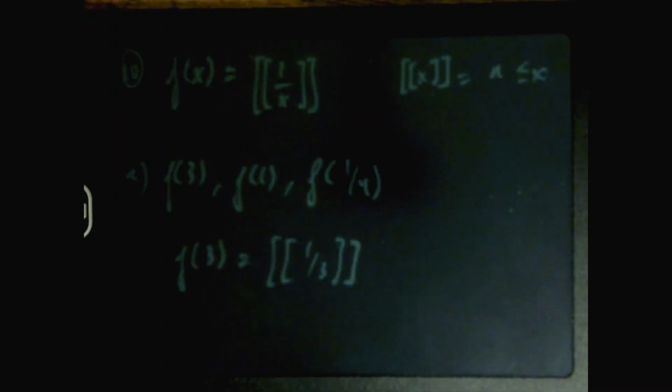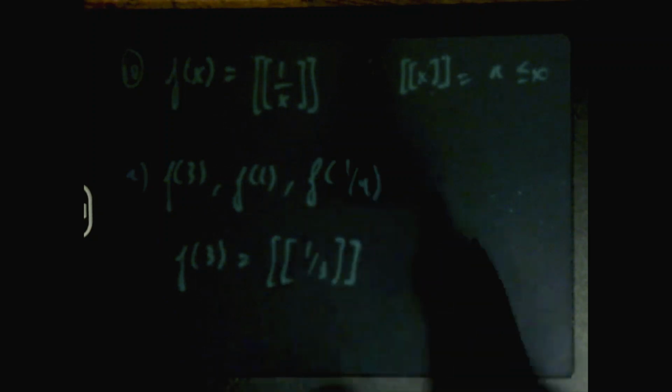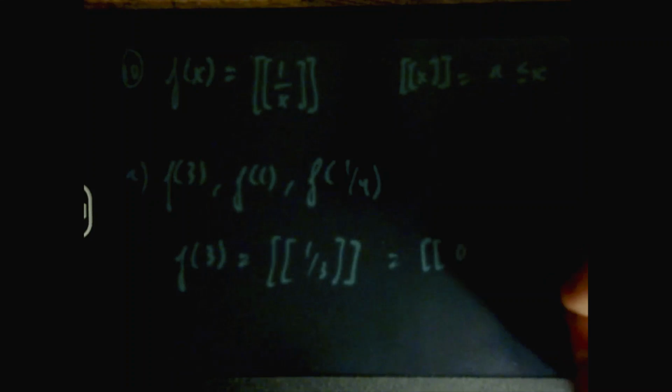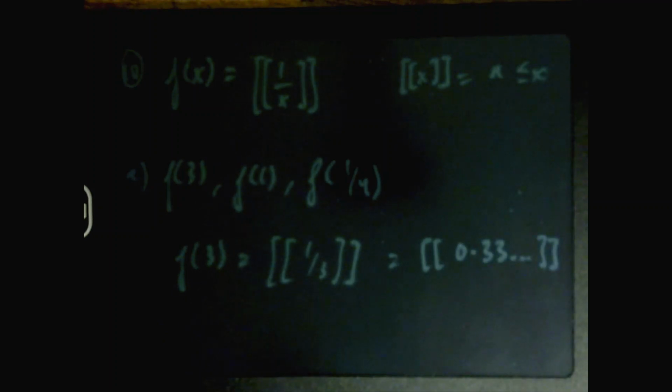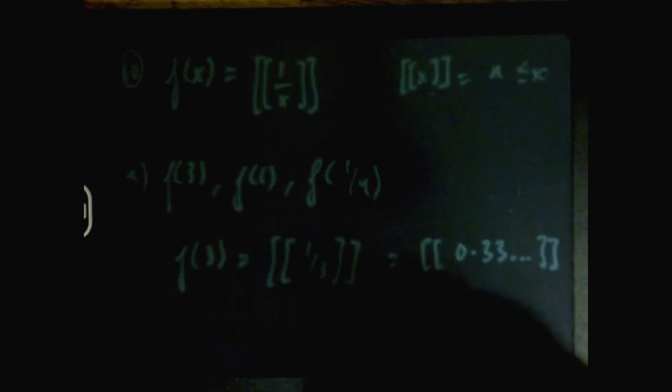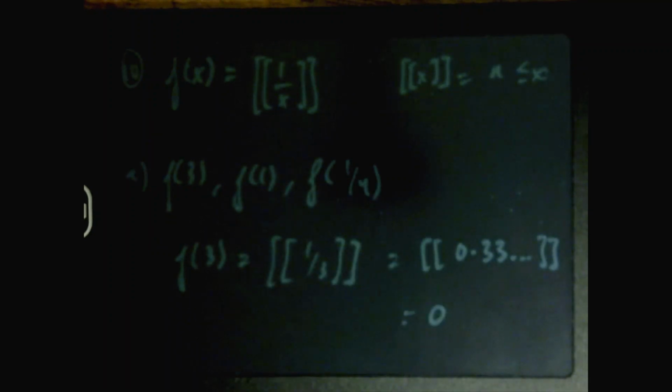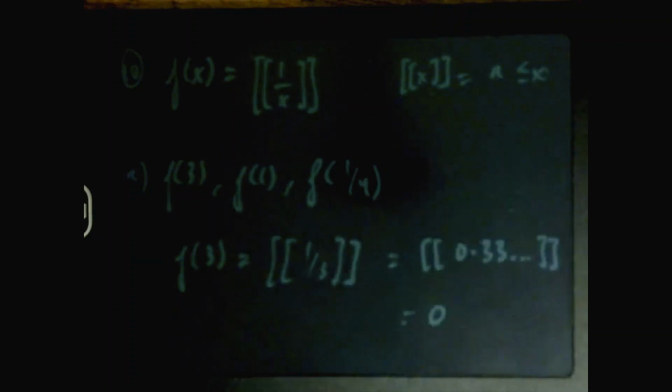It's going to be f of 3, that's the greatest integer function of 1 over 3. Right, so what's the greatest integer that is less than or equal to this? I guess it makes it obvious if you write it in decimal format, it's going to be 0.333 and so on. Obviously the biggest integer that's less than or equal to this number is just 0. We can't go to 1 because that would overshoot, so 0 is the best option.